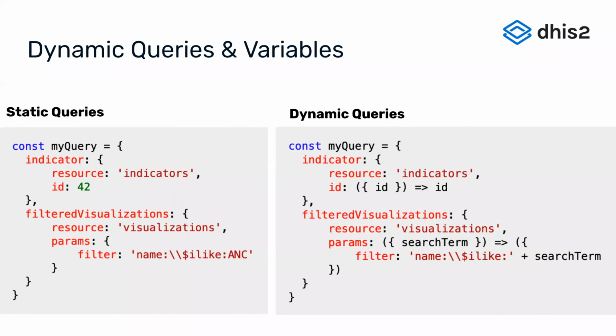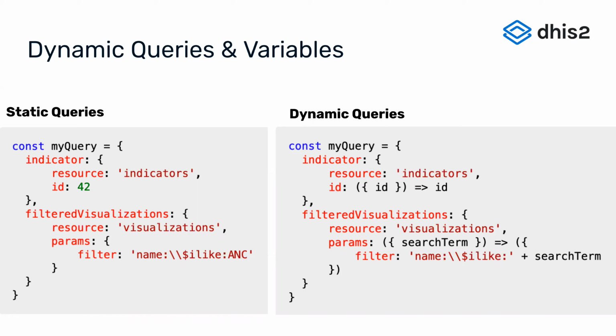comparison. You can find how filters are defined in the documentation for the API. It's different for different endpoints, but this is a common one, and it allows us basically to do a search on those visualizations. But on the left side here, we're always fetching the indicator with ID 42 and the visualizations which start with ANC. And maybe that's not always what we want to do.